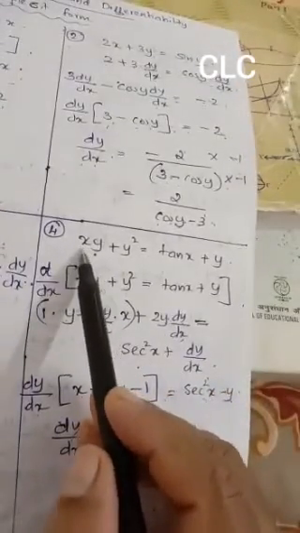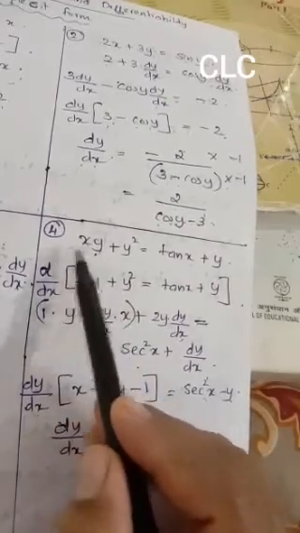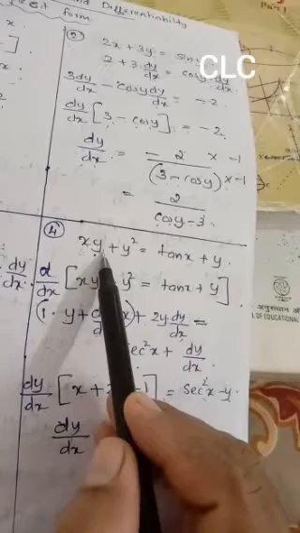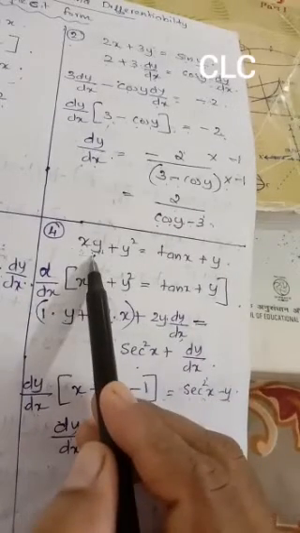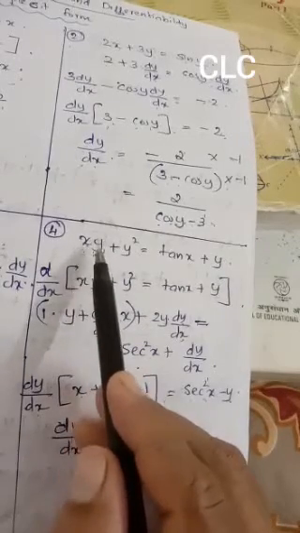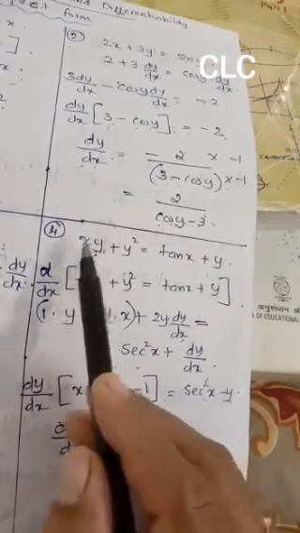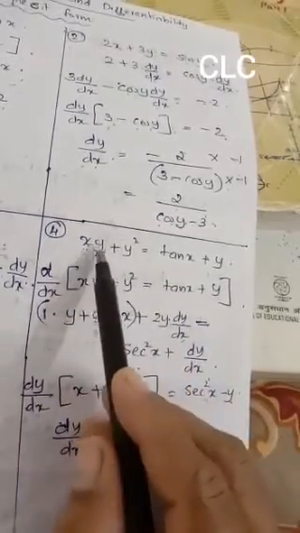Look here, xy. Just remember, this is xy. So which rule? Product rule. Okay, what do we know? What is the product rule? Derivative of first into second plus derivative of second into first. Okay, let us go to this question.